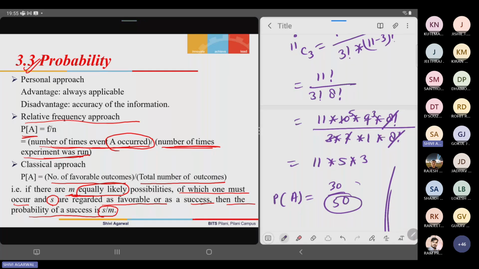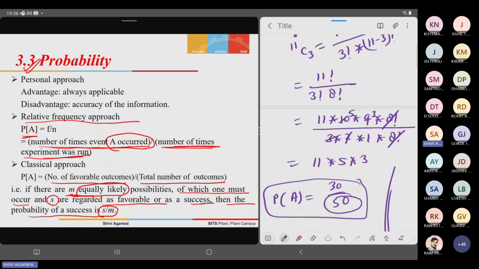Out of which, one must occur, and S of them are regarded as favorable, or a success. Then the probability of success is S by M. Now we are just performing the same example with a coin. We are taking a fair coin. Fair coin means it is unbiased. So what are the possible outcomes if we are tossing a coin? Two.